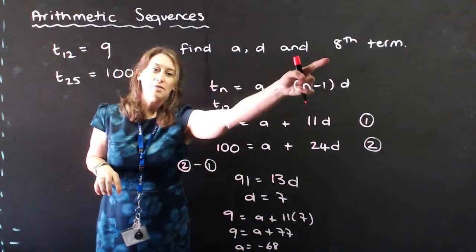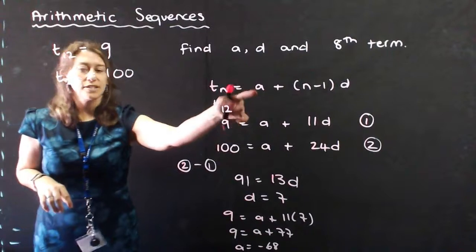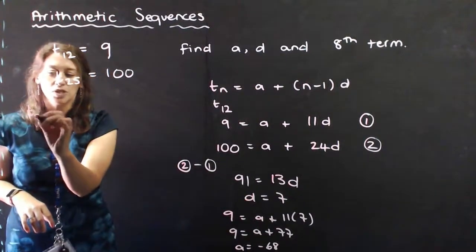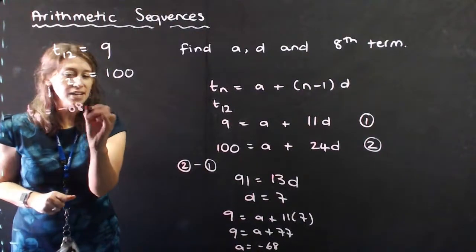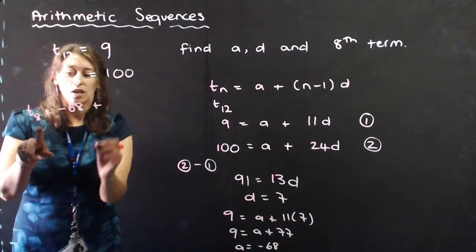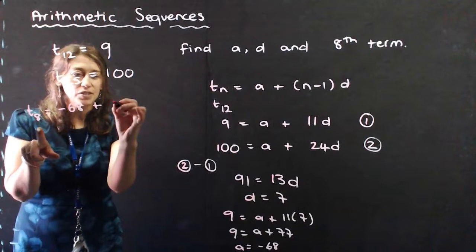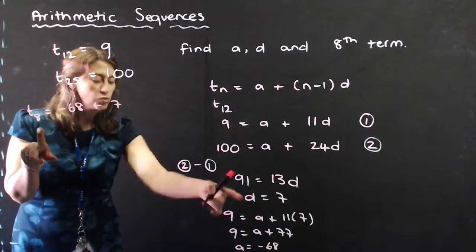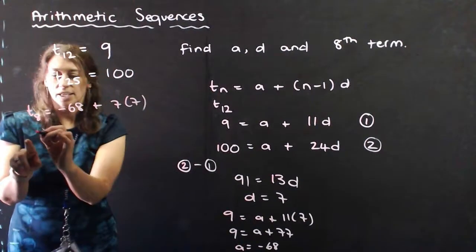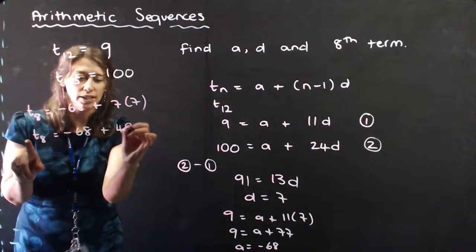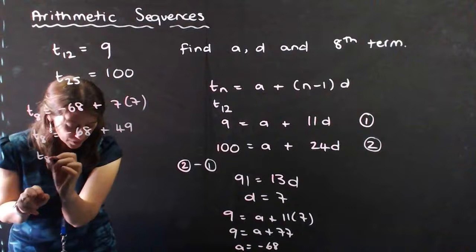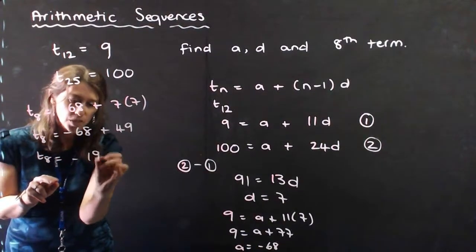Now I've got to find the 8th term, so I'm going to go back to this formula here. I'm looking for T8. We know the first term of the sequence is negative 68, plus 8 take away 1 is 7, so 7 lots of the common difference, which was 7. So I get the 8th term is minus 68 plus 49. So the 8th term is minus 19.